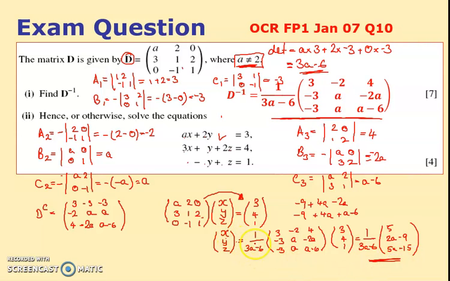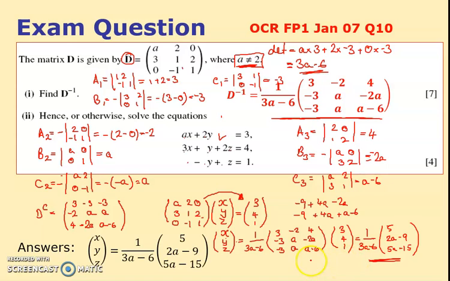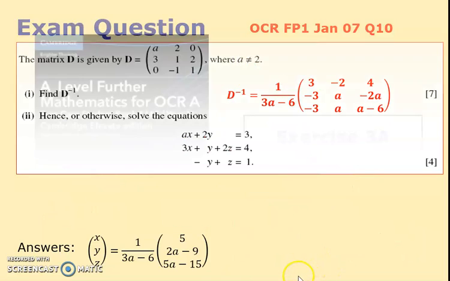Now obviously you would have to write x equals, and it's going to end up being 5 over 3a minus 6. And y will be this over 3a minus 6. What have I got? Oh, I just wrote it like that. I couldn't be bothered. 2a minus 9, and I've got the right answer anyway. But I would probably want to write it x equals, y equals, z equals, just for completeness. So 5 over 3a minus 6, etc. But I'll leave you to play with that.